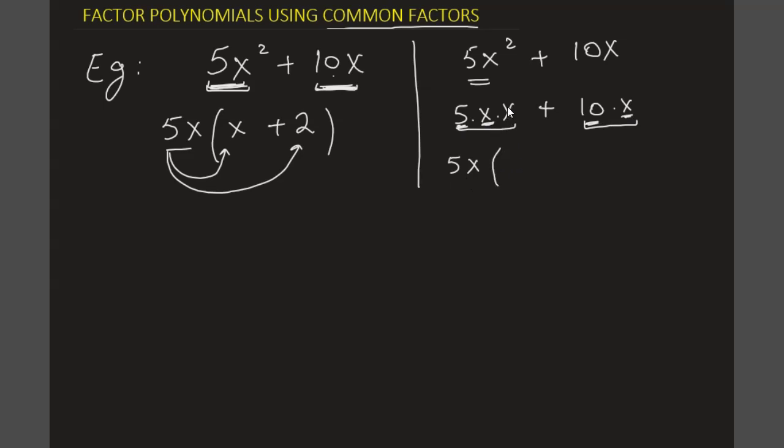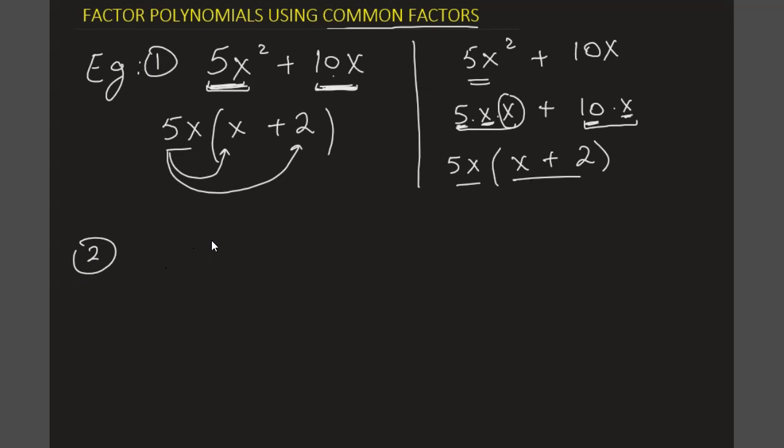Then I make a bracket. I am left with, from the first term, x. I am left with no x from the second term, but I am left with a 2 from here because 5 times 2 is 10. So you see, I get the answer like this. Let's do another example so that you understand it better.